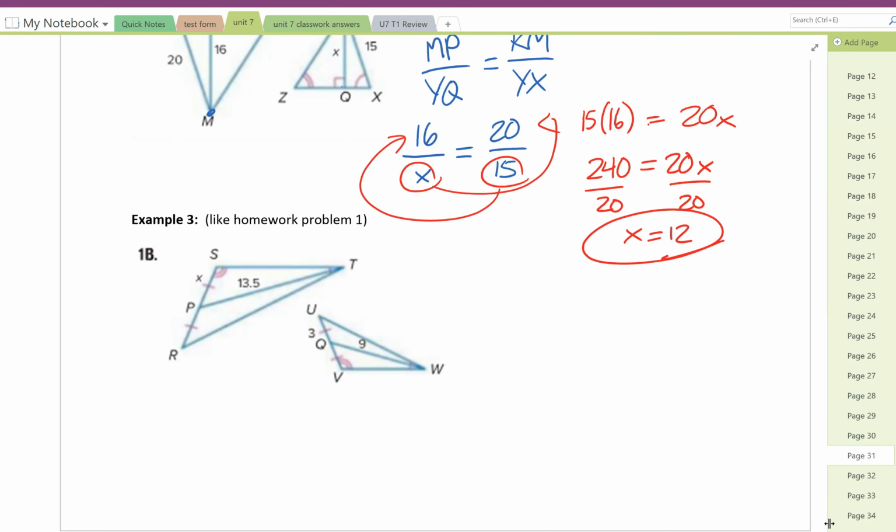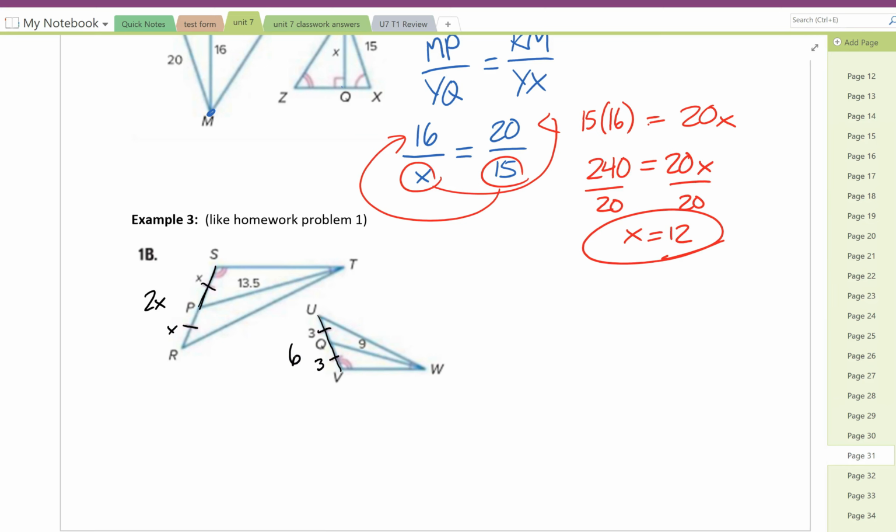Okay, now I have medians. Before I do anything, I'm going to make sure I have the kind of information that I want to solve the problem. What it's telling me right here is just that SP is X. And because it has that slash here and here, I know this would also be an X. So I'm just going to write over here that SR is 2X, right? It's just X plus X. Same thing down here on the corresponding side of the smaller triangle. It's telling me that UQ is 3. I have the slashes, so I would know that QV is also 3, meaning that UV would be 6. That's just going to make it easier to solve this one.